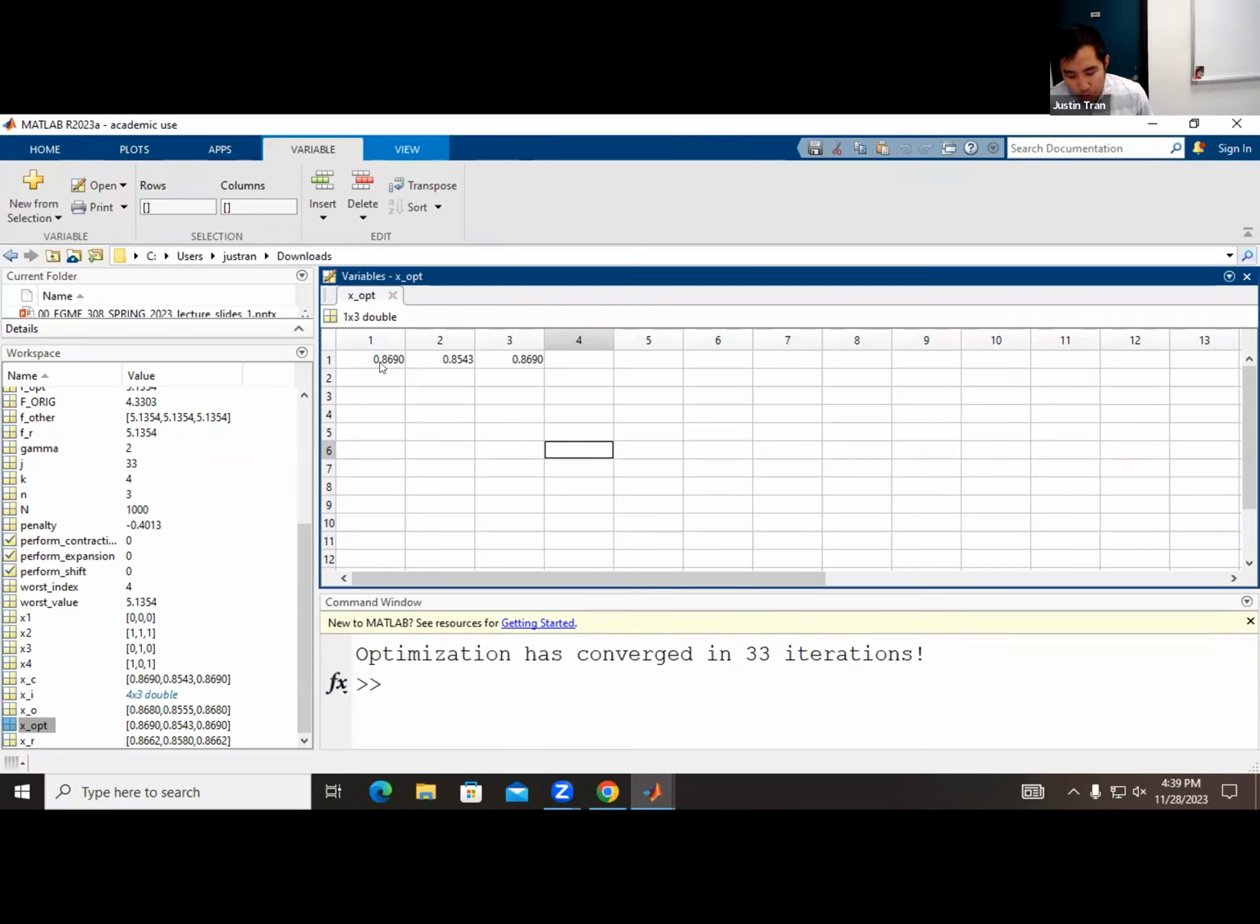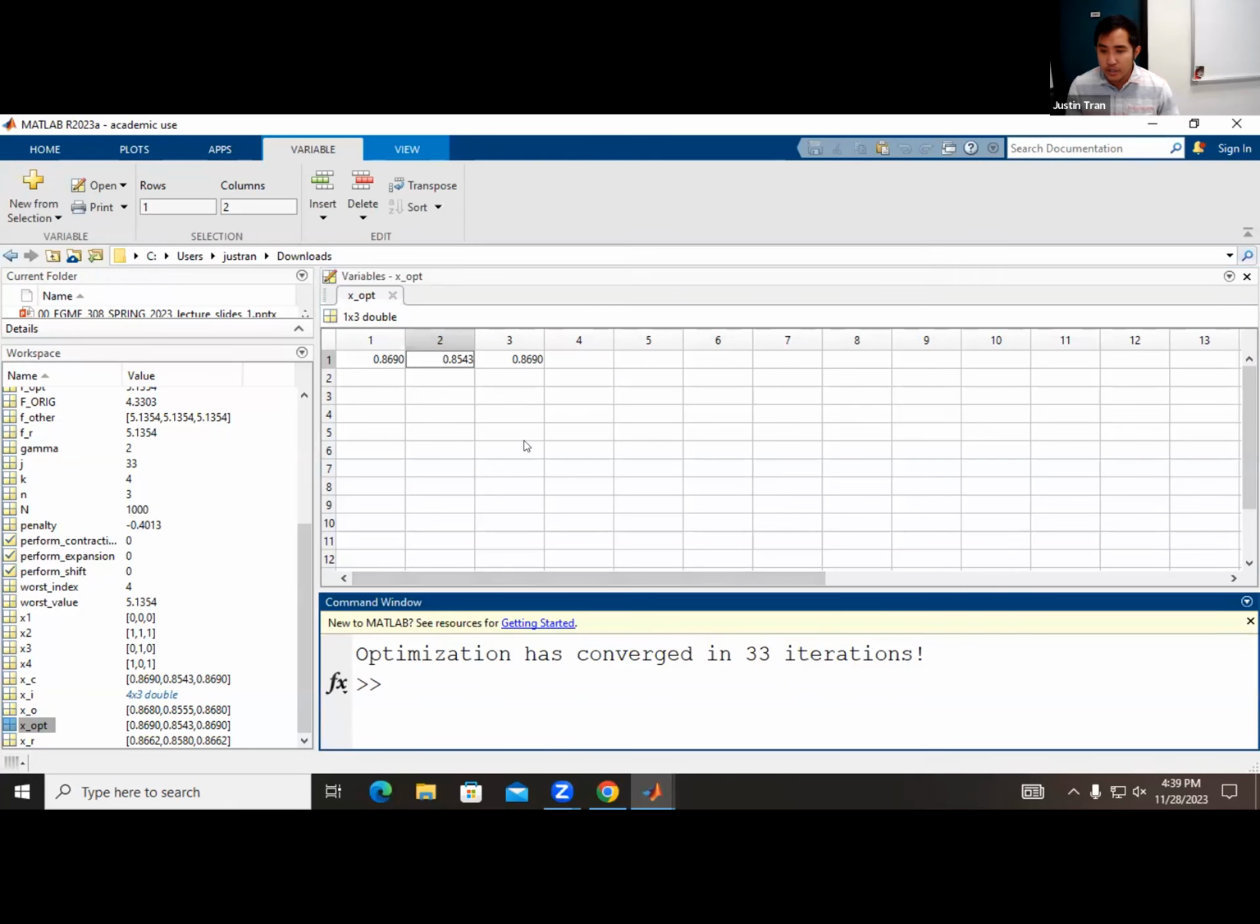And so that should be within our constraints here. Remember, x1 is constrained between -1 and 1, and so that satisfies that constraint. Our value for x2 is 0.85, and that is within the bounds for that. And then x3 is also within bounds. So all 3 of these are within the upper and lower bounds of x1, x2, and x3.